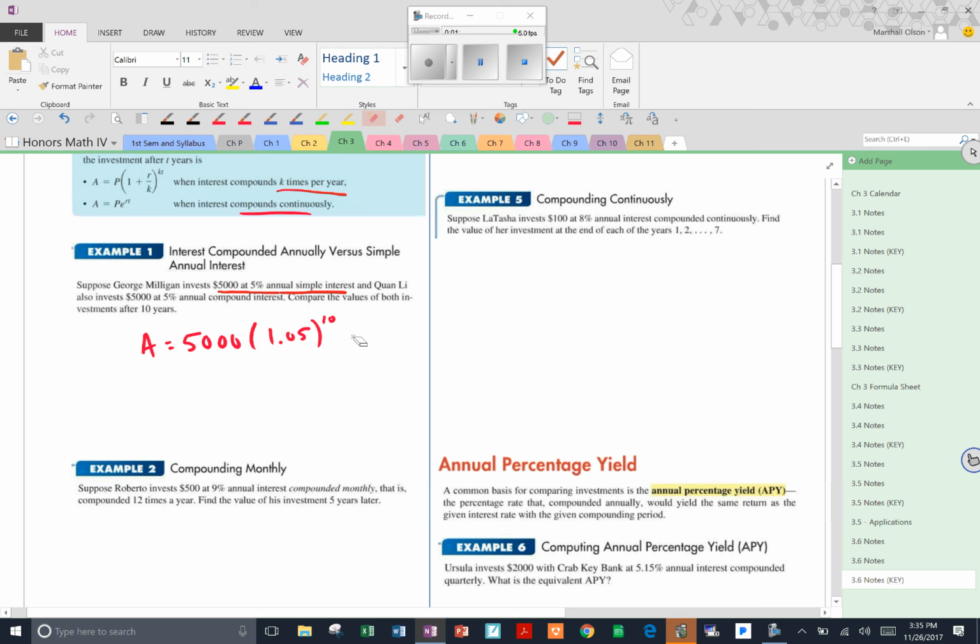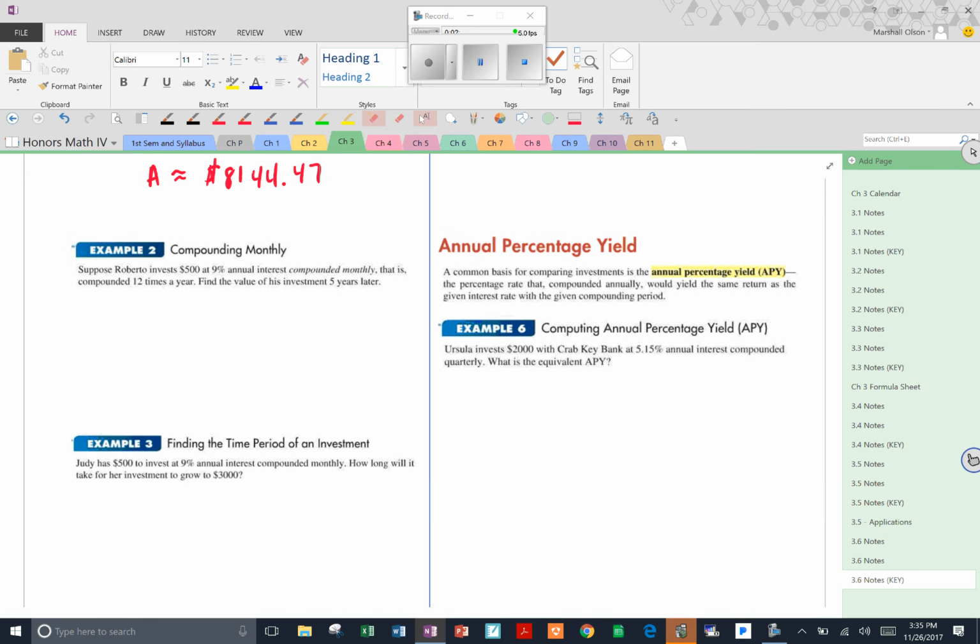If they were asking us for a model, or if we needed to graph this for some reason, we'd leave it as a T. But since we just want to find one value, I think it's okay for us to plug that in just as we see it. We're going to get about $8,144.47. We're going to round all our answers to the hundredths because we're dealing with money here.